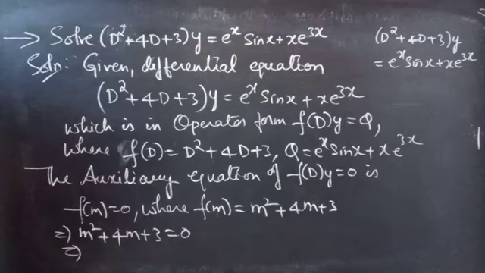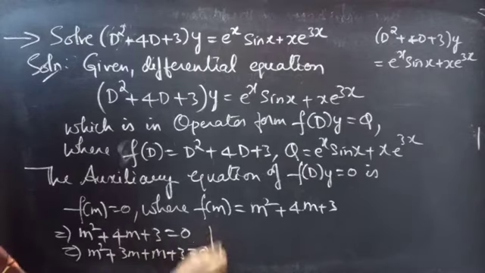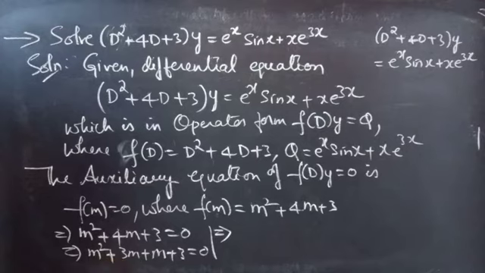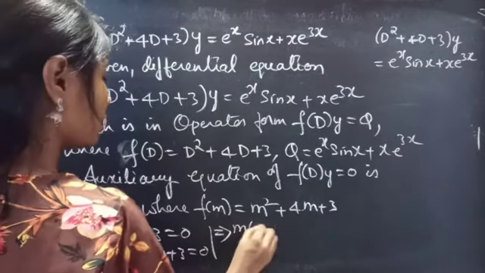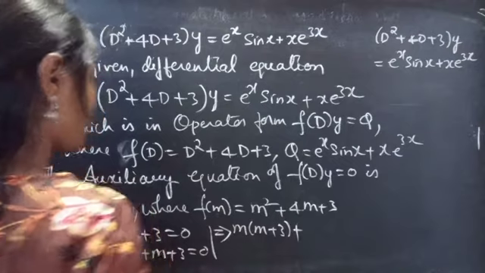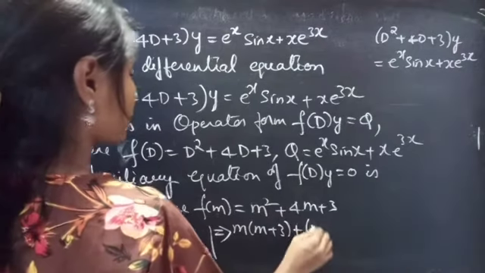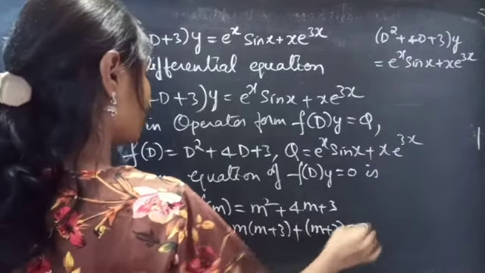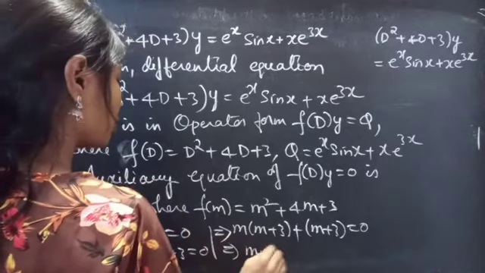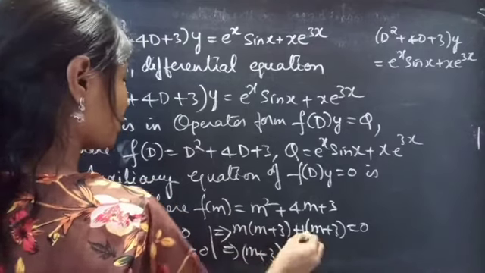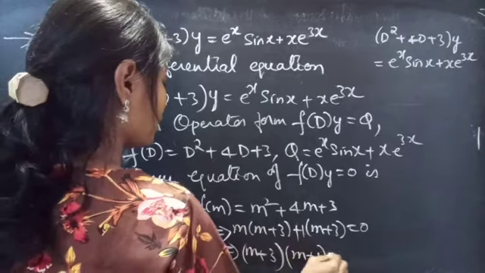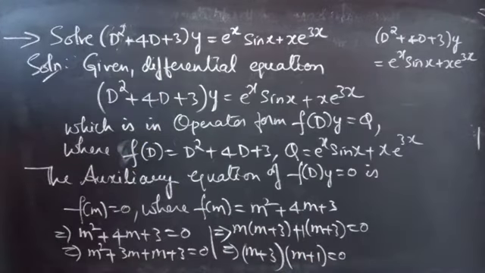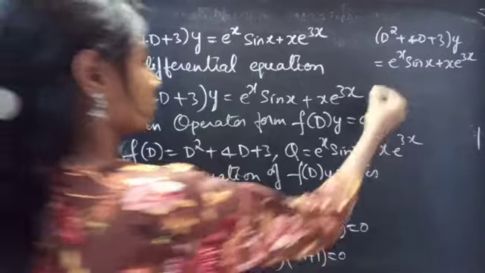Now let's split 4m as 3m and m. You'll get m² + 3m + m + 3 = 0. Now take m common from the first two terms. We'll get m(m + 3), and the next two terms remain the same. Now take (m + 3) common. We'll get (m + 3)(m + 1) = 0.